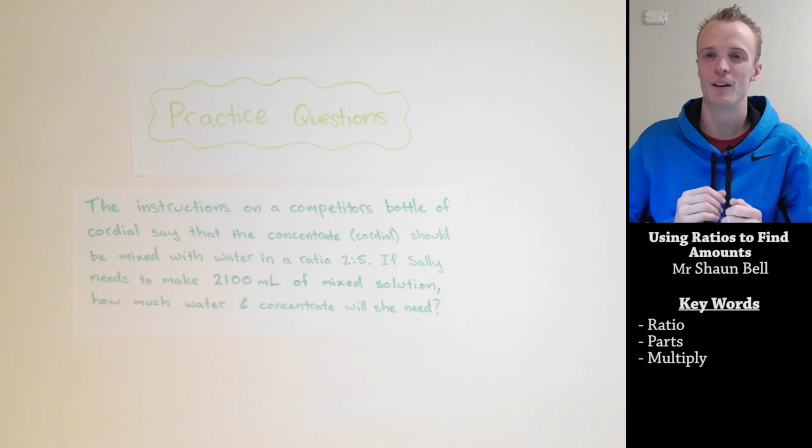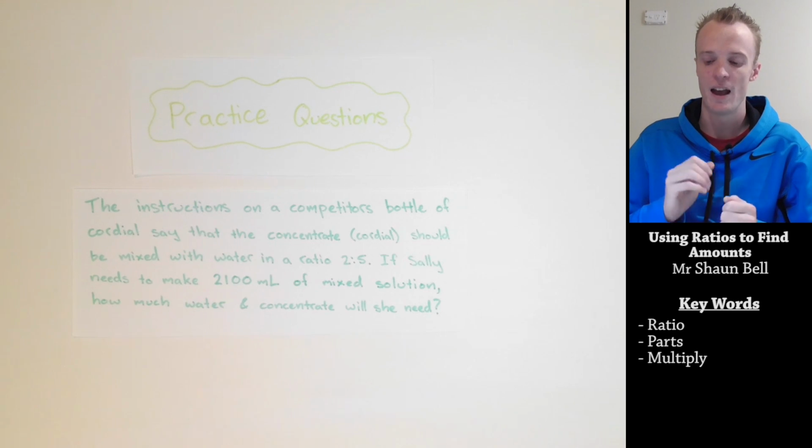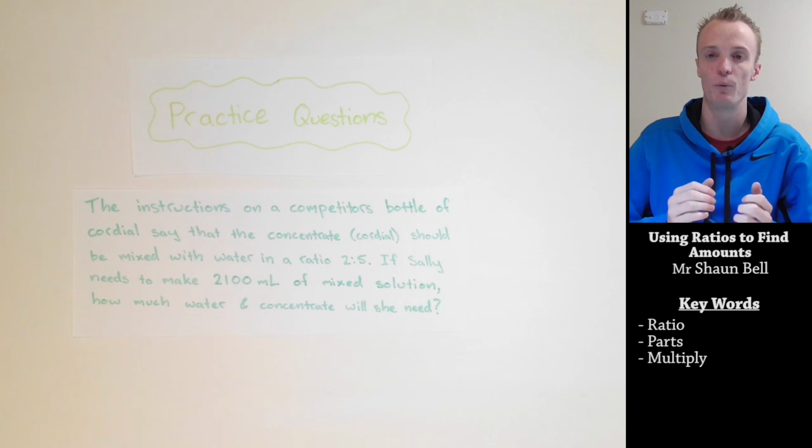So now it's your turn. One of the competitors' cordial bottles that I picked up recommended a concentration ratio of cordial to water of 2 to 5. If Sally wanted to make 2,100 millilitres of mixed solution, how much water and concentrate will she need?